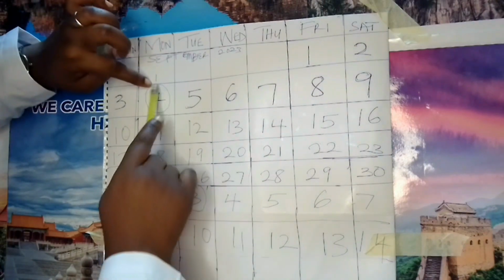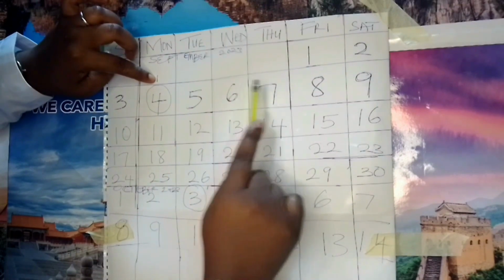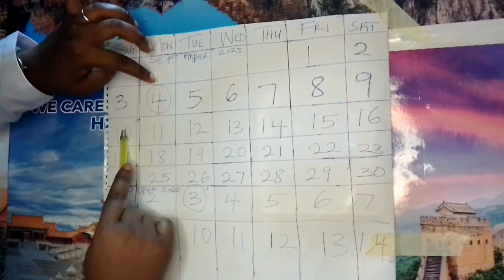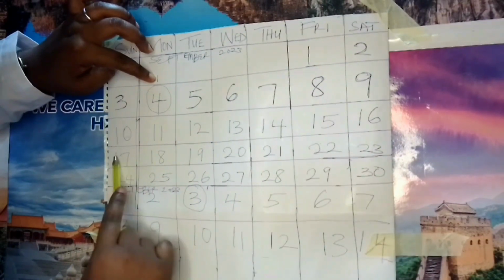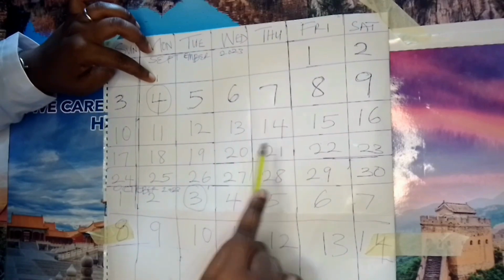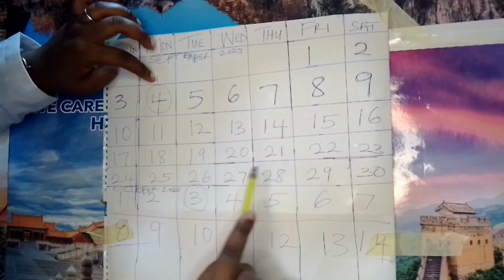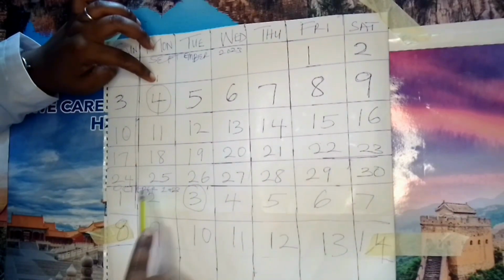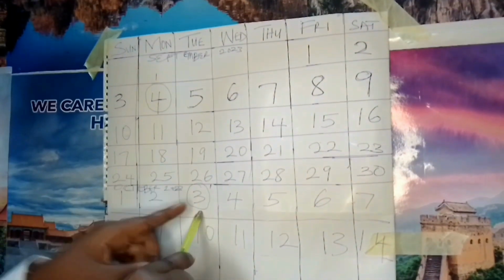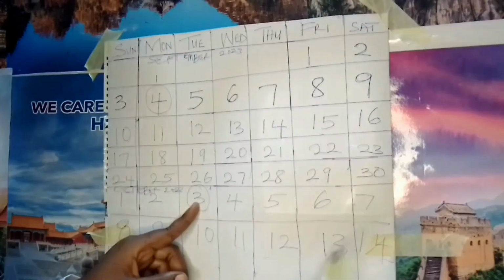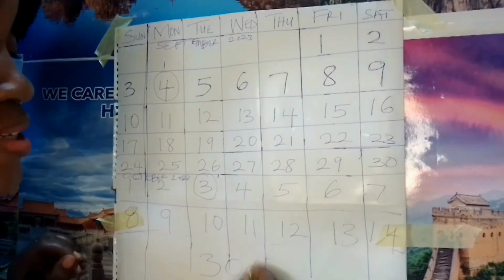You are going to count from this first day as day 1. 1, 2, 3, 4, 5, 6, 7, 8, 9, 10, 11, 12, 13, 14, 15, 16, 17, 18, 19, 20, 21, 22, 23, 24, 25, 26, 27, 28, 29, 30. Back to the first day of your next monthly flow. So all we counted is 30. So your cycle length is going to be a 30 days cycle length.